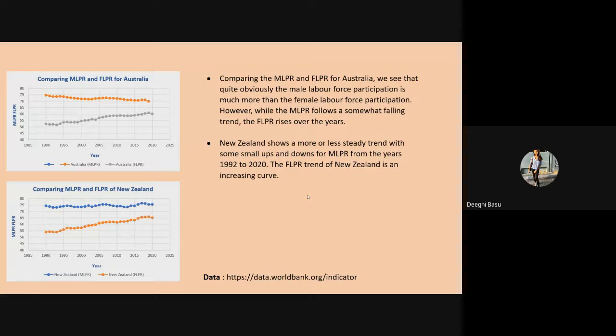So we've come to our next slide, and comparing the MLPR and FLPR for Australia itself, we see that quite obviously the male labor force participation is overall much more than the female labor force participation. However, while the MLPR follows a somewhat falling trend over the years, the FLPR has risen over the years.